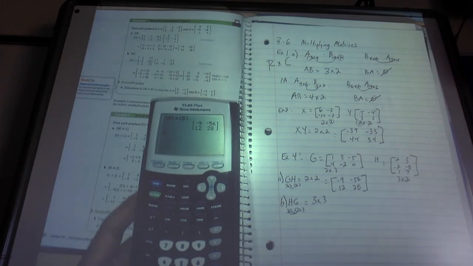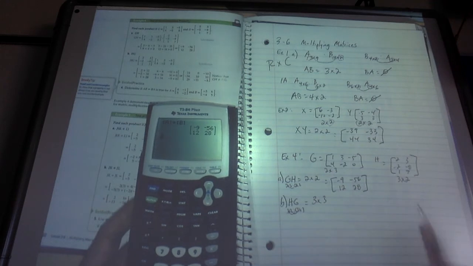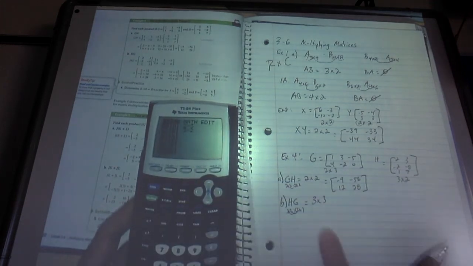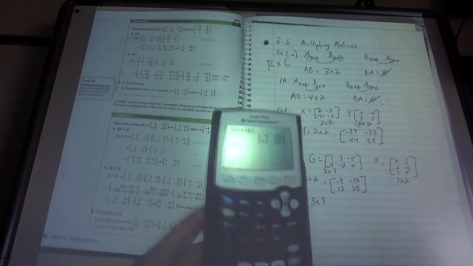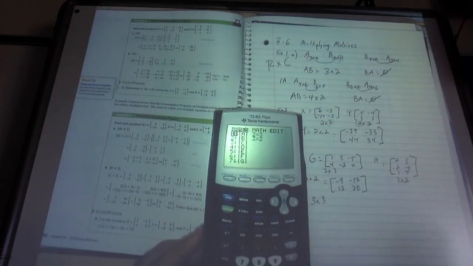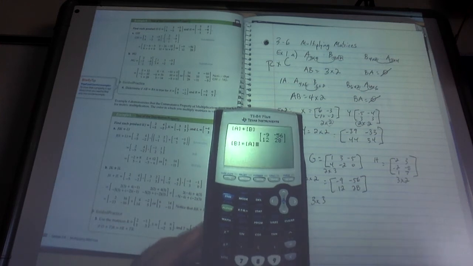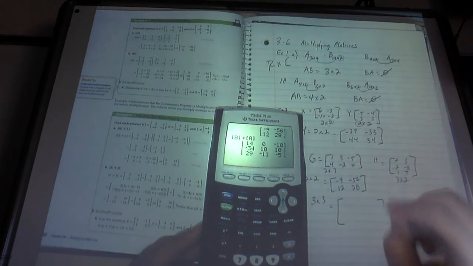Now, do I need to go re-input H and G? No. I've already put them in. I just need to know the right order. So remember, matrix H was actually my second one. So I'm going to call up what my calculator is calling matrix B. I'm going to multiply it by matrix G, which is really just my matrix A, and hit enter. And there you go. It's got your 3 by 3 matrix there. Go write your answer out.